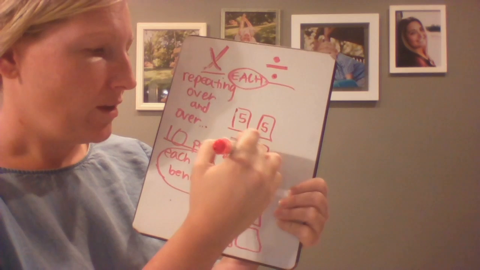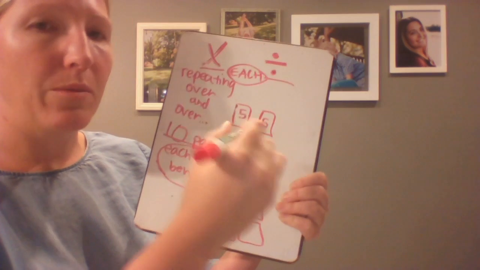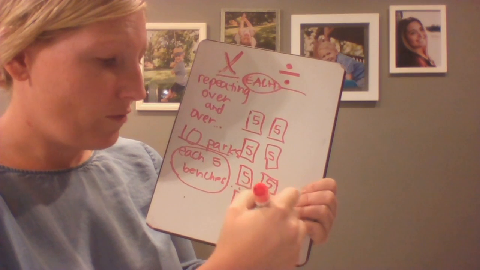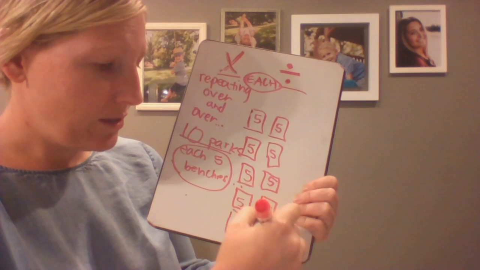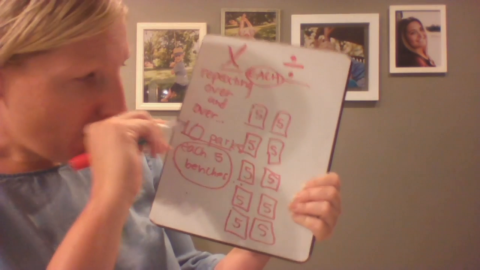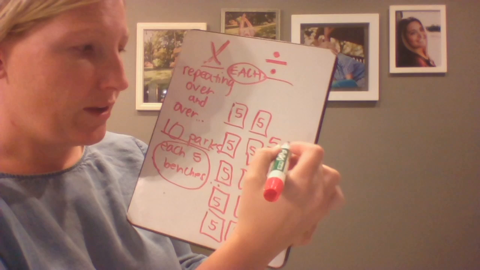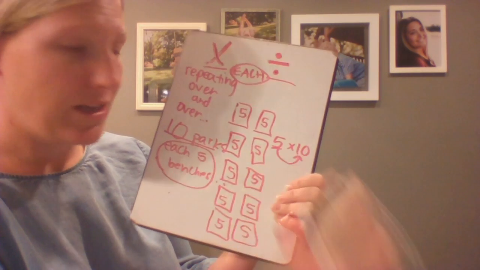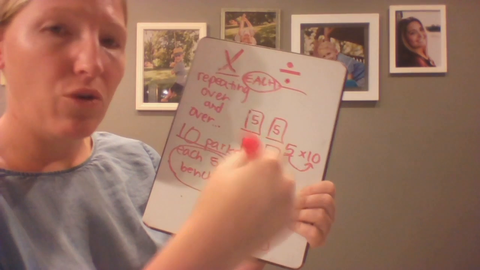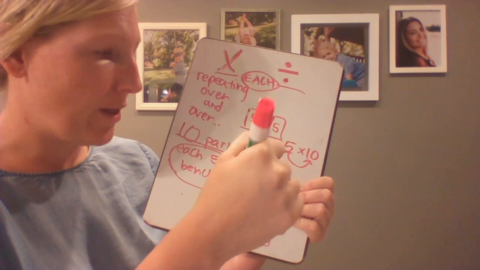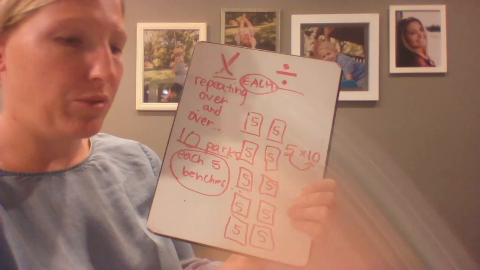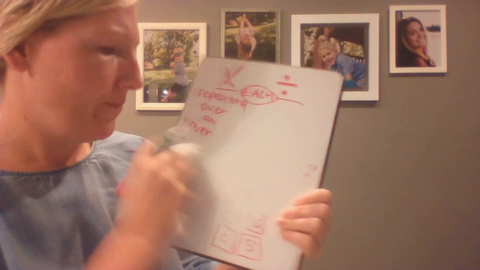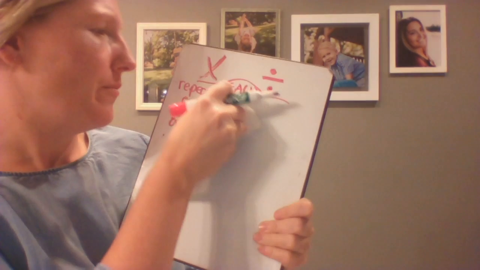As I'm doing this, there should be a light bulb going off in my brain that 5 is repeating over and over again. So this tells me that this is a multiplication problem. We have 5 times 10, which means we have 5 ten times. I see that 5 repeating over and over again, and I know I want to add them all up. I know that's multiplication.